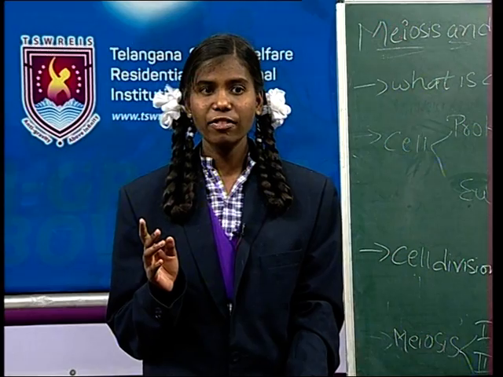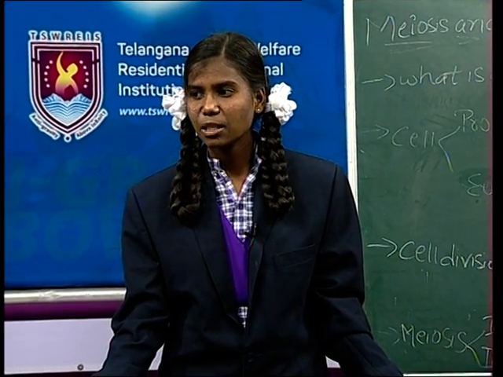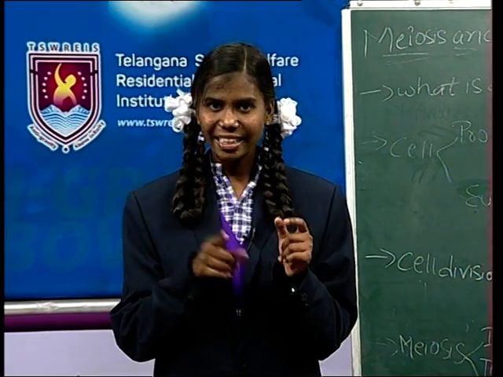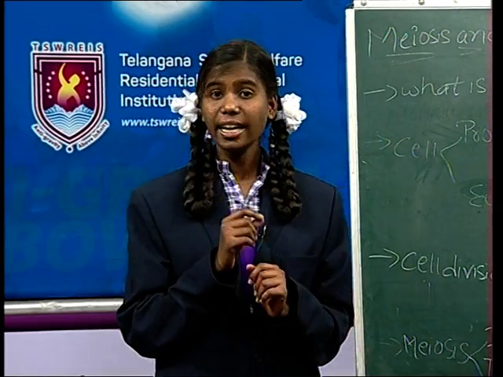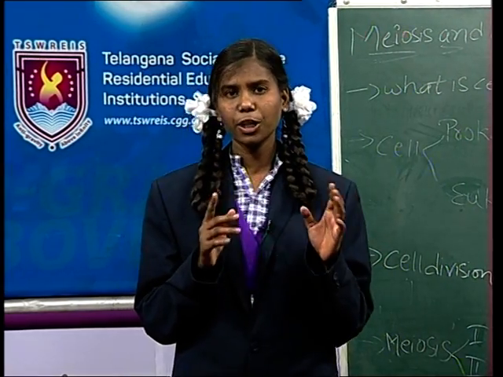The next one is, where does meiosis occur? Friends, meiosis occurs in eukaryotic life cycles and in reproductive cells. So here we can see that they are occurring in reproductive cells.